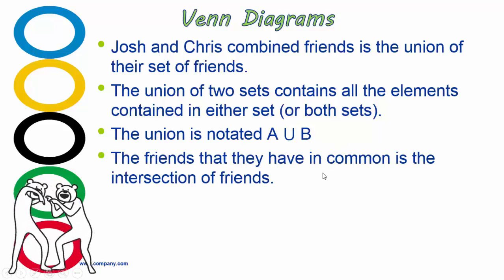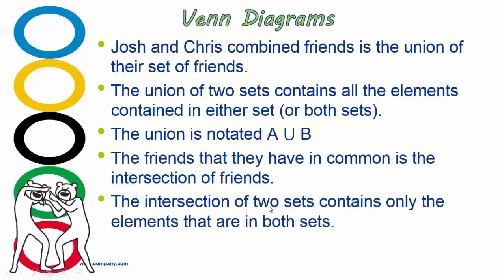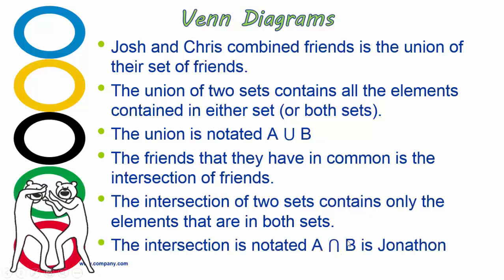Now the friends that they have in common is called the intersection of friends. The intersection of the two sets is only the elements that are in both sets. So for example, here is the intersection notation, A and B, and let's say Jonathan is the only friend they both have in common. That would be A intersection, which is a sort of upside down U, intersects B. So A intersects B would be the one friend that they both have in common.